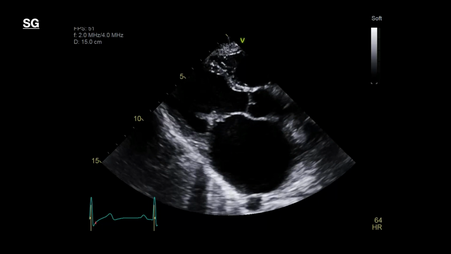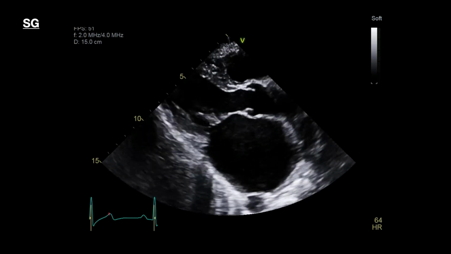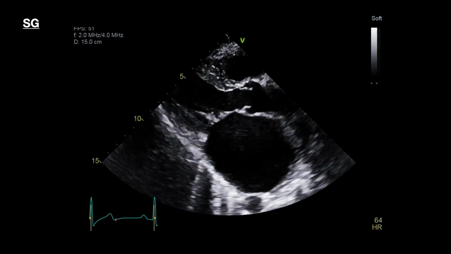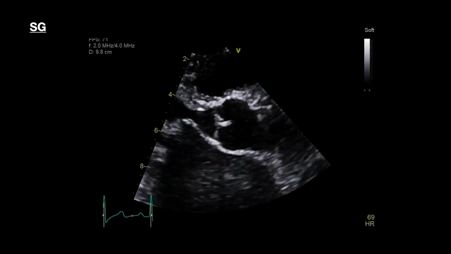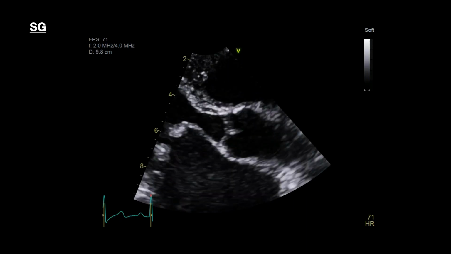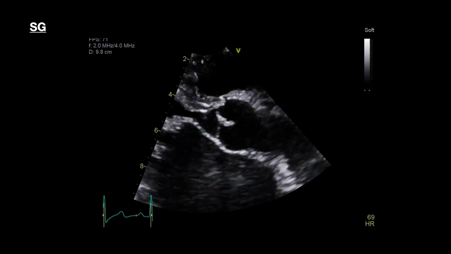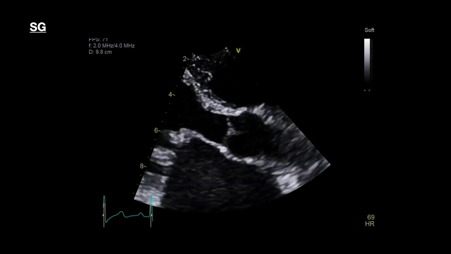And that's zoomed in to demonstrate that a little bit better. Another demonstration of just the linear measurement of the left ventricular internal diameter. And now zoomed in on the aortic valve. Important to look here to see if there's concomitant aortic valve disease, but these leaflets look thin and mobile and appear to be opening normally.